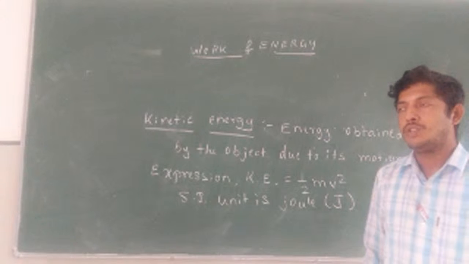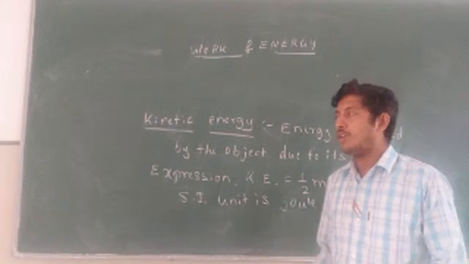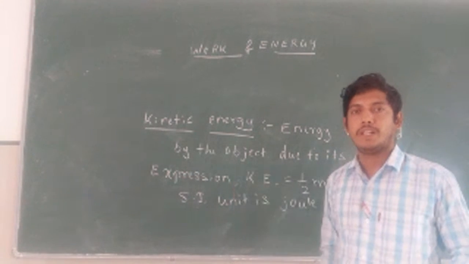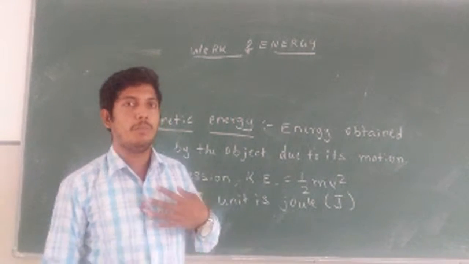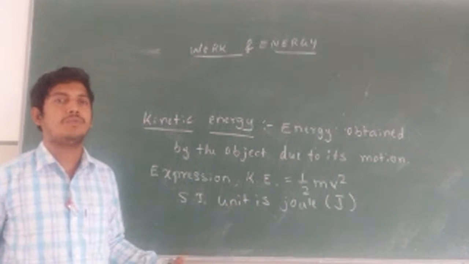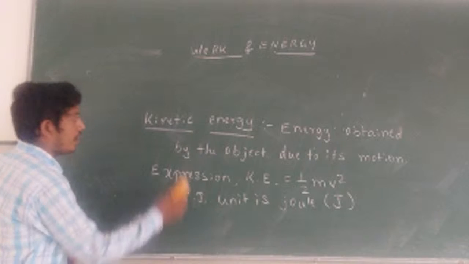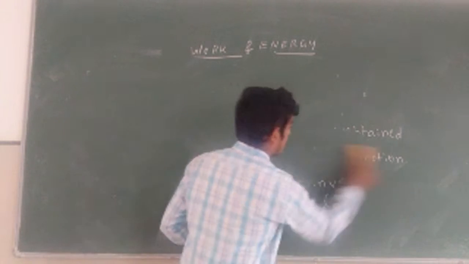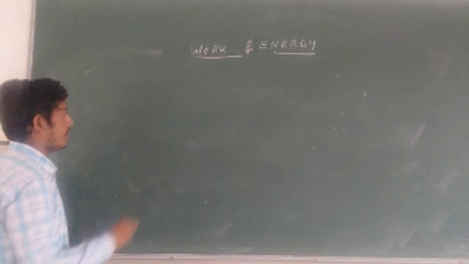Examples for kinetic energy are a ball moving in a particular direction, or a ball that is kicked by an object and is moving or traveling, or a moving vehicle. They are all examples of kinetic energy. Next, about the potential energy.